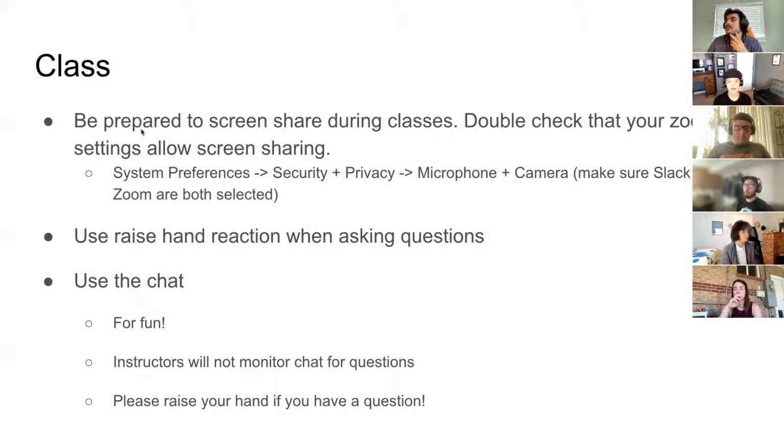As far as in class, we ask that everybody is prepared to screen share during classes. To do this, just double check that your Zoom settings allow screen sharing. You can do this by going to the system preferences area of your computer. Under security and privacy, microphone and camera, you'll need to make sure that Slack and Zoom are both selected.